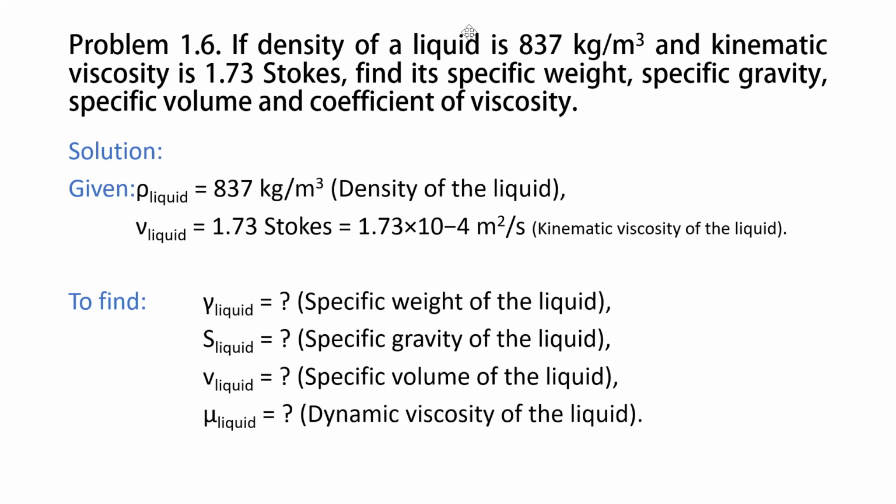Now you see that this is the density of the fluid, 837 kg per meter cube. While writing itself, you have to verify the units also, whether they have given in a proper unit, SI unit, or they have given in some other systems of units, so that we can change according to the SI unit. So 837 kg per meter cube, density of the liquid.